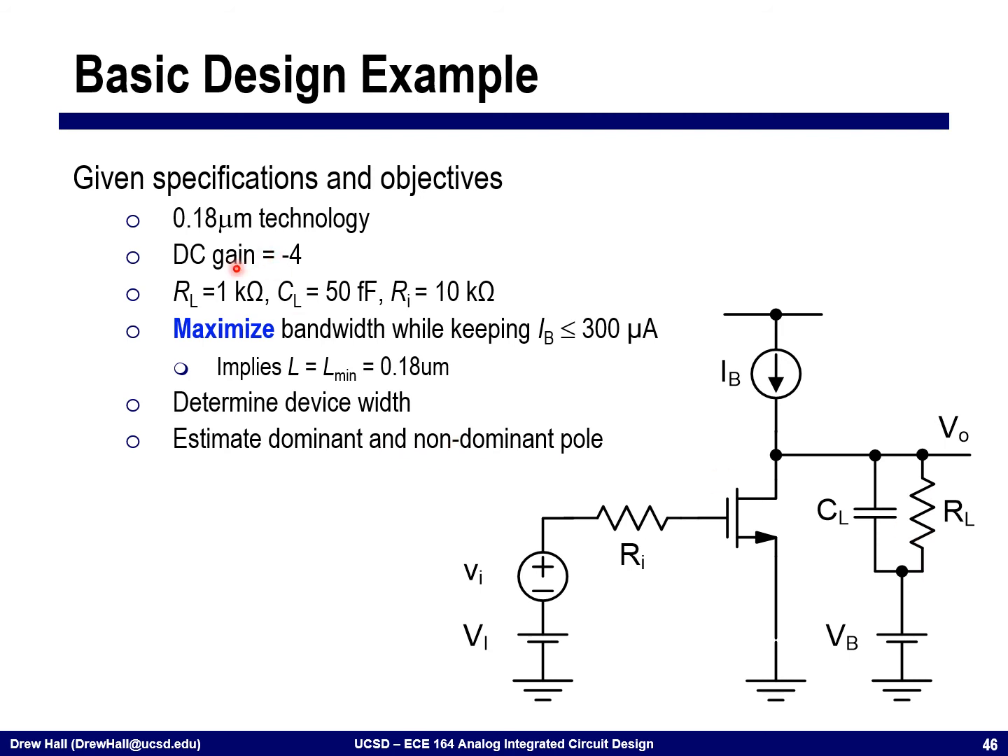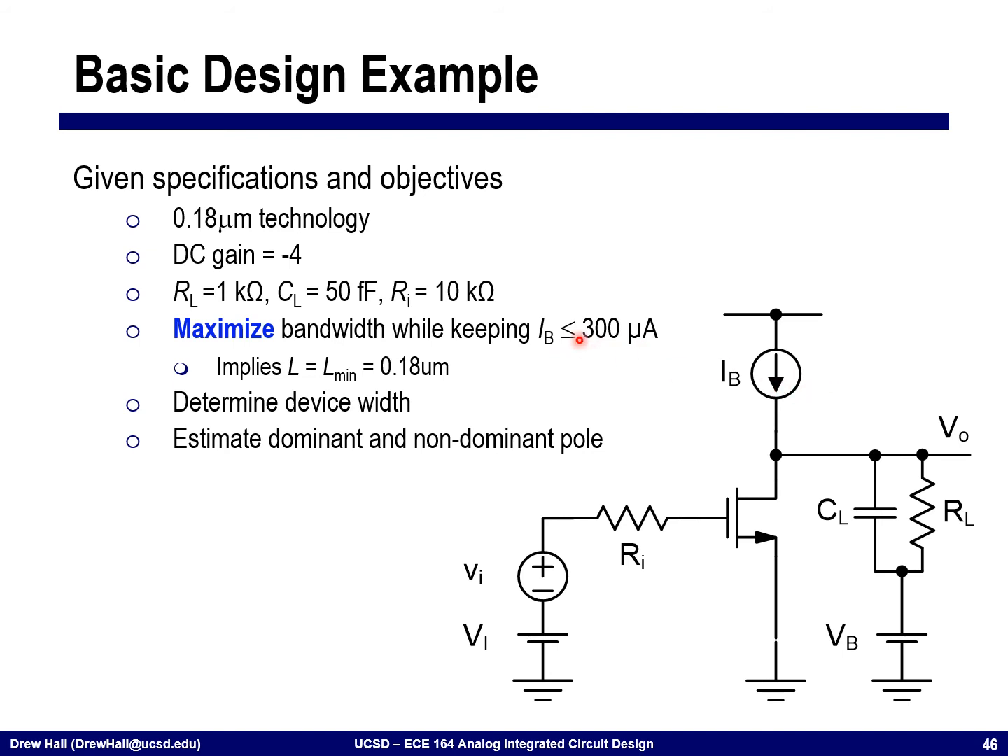So we're going to set up a couple of specifications. One, that we're going to design this in our 0.18 micron technology. We're trying to get a DC gain of -4. This load resistance is 1 kilo ohm. The capacitance is 50 femtofarad. The input resistance is 10 kilo ohms. Our objective is not to minimize the power in this case, but to maximize the bandwidth given a fixed current of, or a current less than 300 microamps.